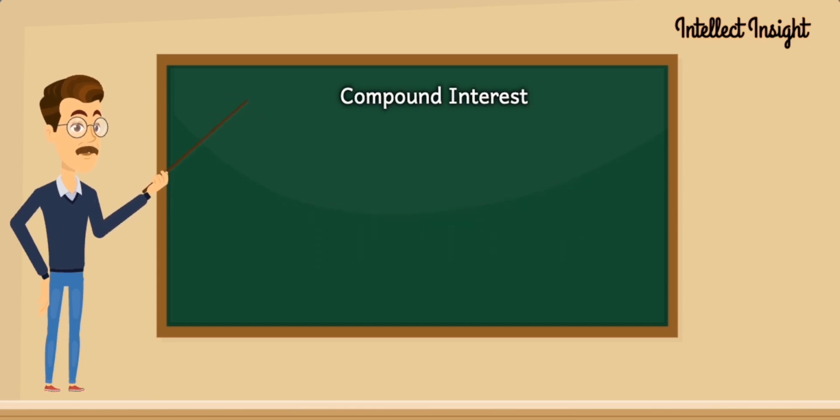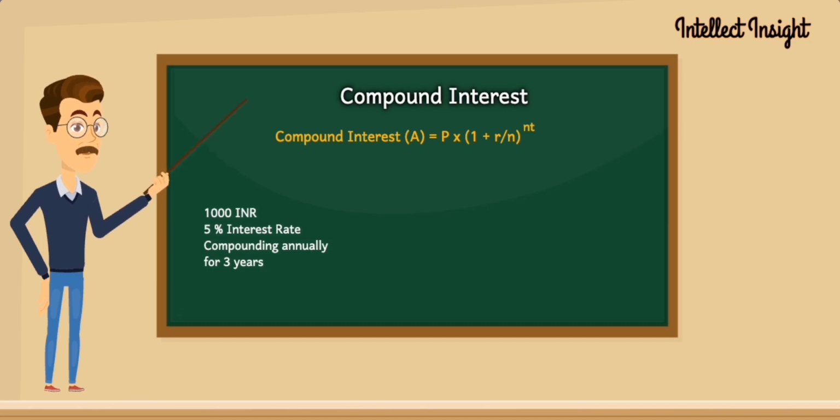So let's take an example. Suppose you invest 1,000 rupees at an annual interest rate of 5% compounded annually for 3 years. So using this formula, A is equal to, here our principal, meaning the initial amount, is 1,000 rupees which we have invested. Then according to the formula, we will start the bracket.